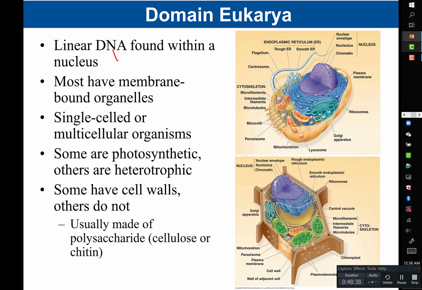Within domain Eukarya, some have cell walls, while others do not. If they do have a cell wall, usually that cell wall, again, is made of a polysaccharide. It's many sugars linked together. So in the case of plants, for example, plants will use cellulose. Or chitin is found in fungi.